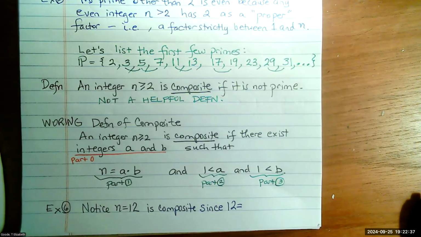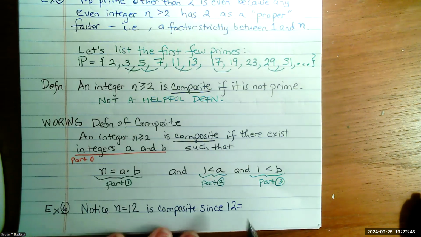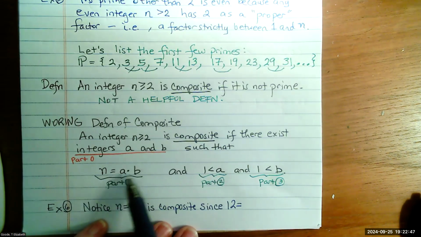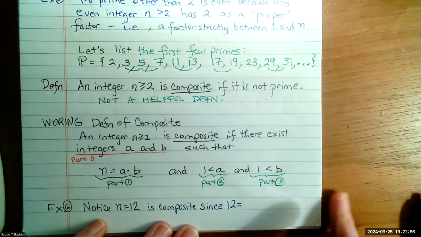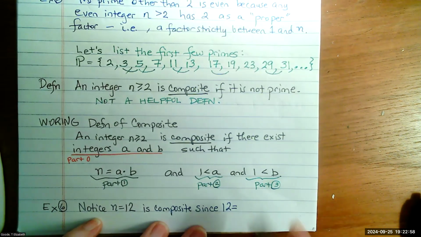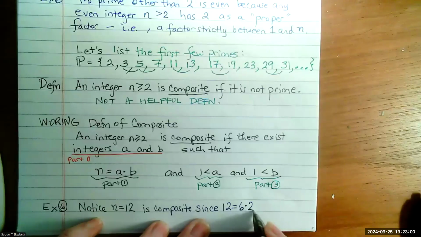There are a couple of ways to do it. We can't use 1 times 12, right? That doesn't help. But we need an a and a b that are factors that multiply together to make 12. Anybody want to suggest what we would use? 6 times 2. Sure, 6 times 2.